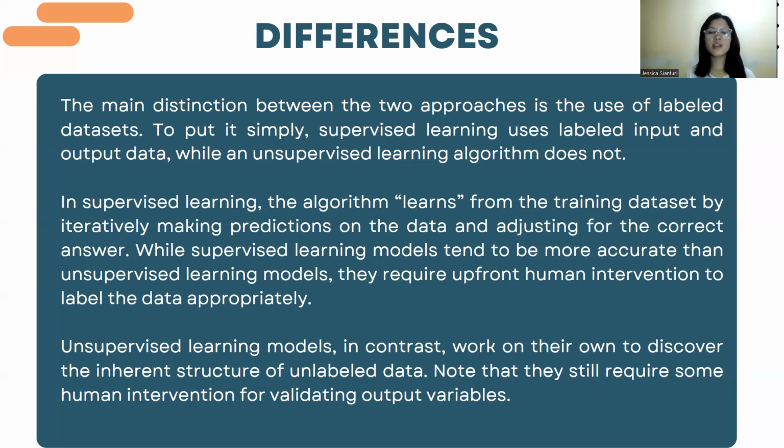In supervised learning, the algorithm learns from the training dataset by iteratively making predictions on the data and adjusting for the correct answer. While supervised learning models tend to be more accurate than unsupervised learning models, they require upfront human intervention to label the data appropriately.